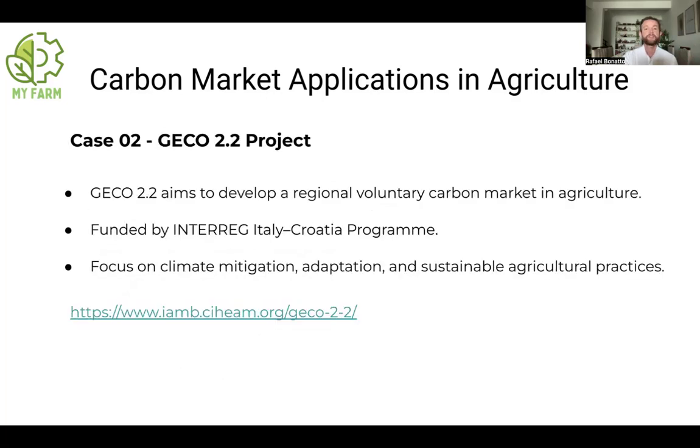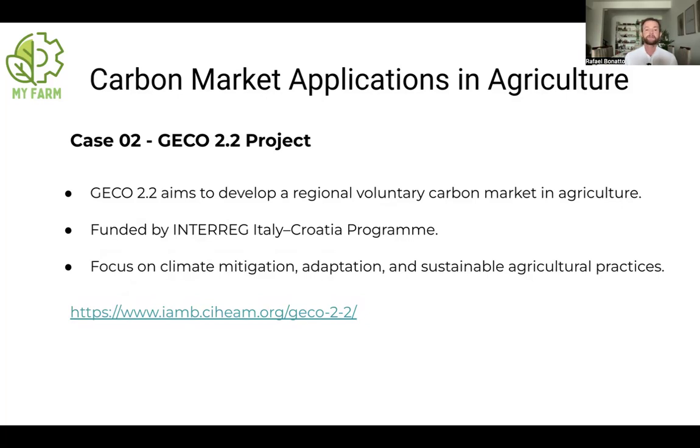Okay? So the second case is called the GECO 2.2 project. It's a nice project. It's a multi-country project, as you can see, Italy and Croatia. Down on the bottom of the page, you can see the internet link. You just click on that and you go direct to the page. You can explore the page and learn more.